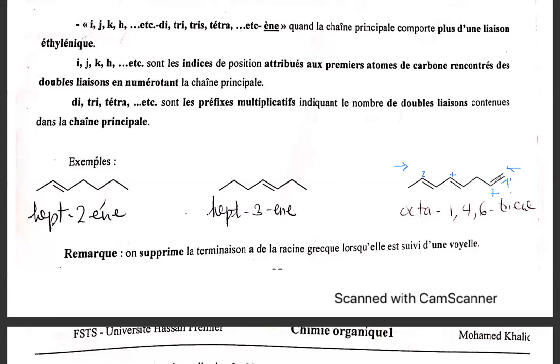So position number 1, 2, 3, 4. At position number 4, we have another double liaison. At position 5, 6. So this is 6 prime, 4 prime. On the left hand side, we have these indices: 2, 4, 7.